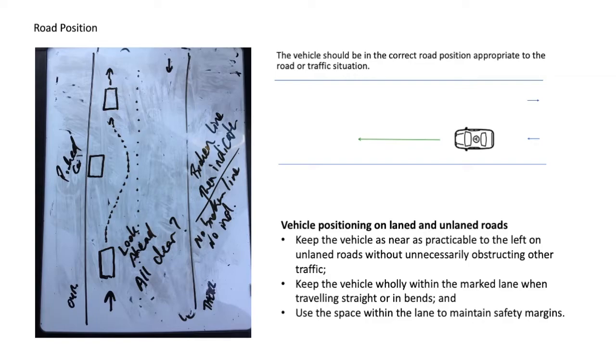Now, on the right, I've got the actual diagram of my standard road positioning that I use on my laminated diagrams. At the top, the text says the vehicle should be in the correct road position appropriate to the road or traffic situation. So the driver needs to actually assess what they're working with and then make decisions about their positioning. Down the bottom, vehicle positioning on laned and unlaned roads. Keep the vehicle as near as possible to the left on an unlaned road without necessarily obstructing other traffic. Keep the vehicle wholly within the marked lane when travelling straight or in bends, and use the space within the lane to maintain safety margins.